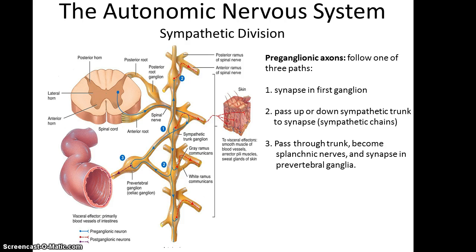And the final option is to pass all the way through the trunk, maybe going up, maybe going down, but the whole point being is it doesn't synapse there, and instead goes to another ganglion called a prevertebral ganglion, and there it will synapse. And these are referred to as splanchnic nerves. So splanchnic nerves are sympathetic preganglionic axons that leave to synapse somewhere else.